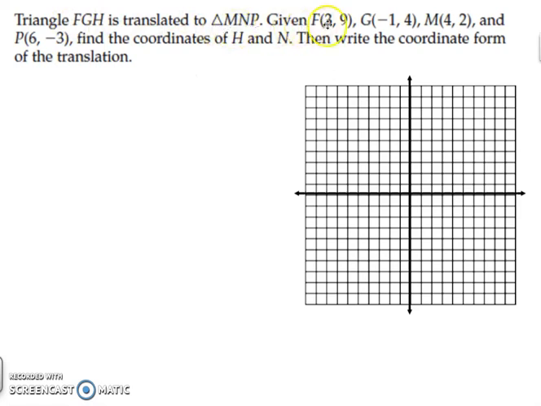So they give you F, G, M, and P. So they give you the first 2 points of the first triangle and they give you 2 points of the other triangle, okay? So let's graph this first. F is at 3, 9.